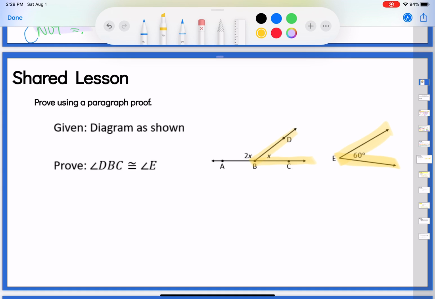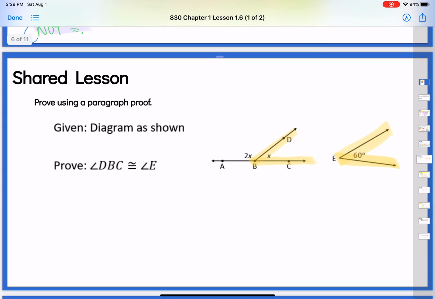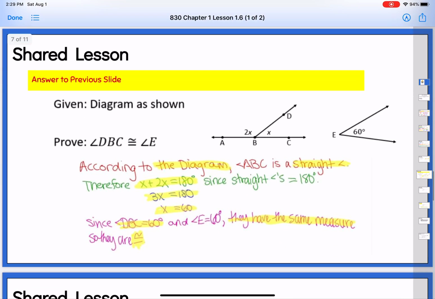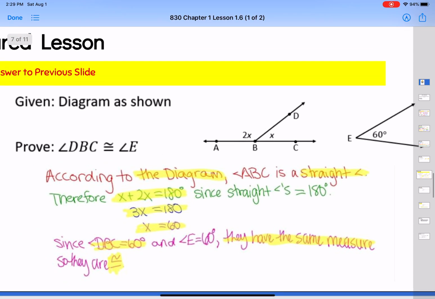What I'm going to do is I have this proof already written out, so you don't have to sit and wait for me to write. I'm going to take a look at it with you on the next slide, and I'll point out the things that you have to have. But again, remember, everybody will probably write this in a slightly different way. So here we go. Here's the answer to the previous one.